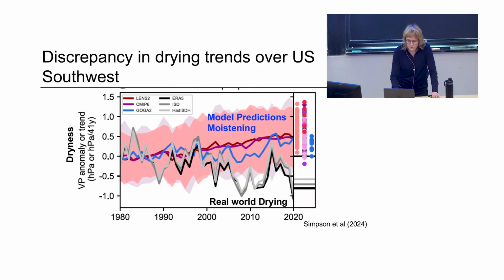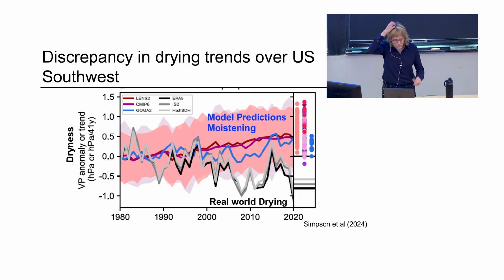Now, when you look at the models, and we've got many, many different kinds here, many colors, they're all predicting a moistening trend. So exactly opposite. And the observations are down here, and they don't sit anywhere within the model distribution of predictions, with all the uncertainty that we've thrown at the problem. Okay, so this is very concerning. Active area of research. Many people are trying to figure this out.